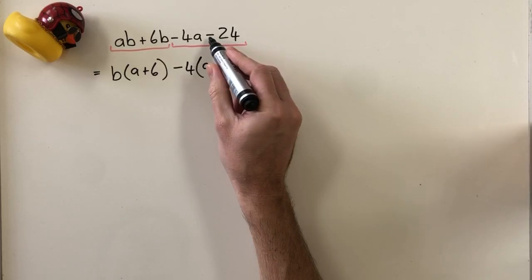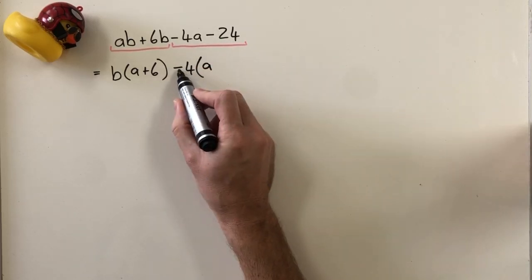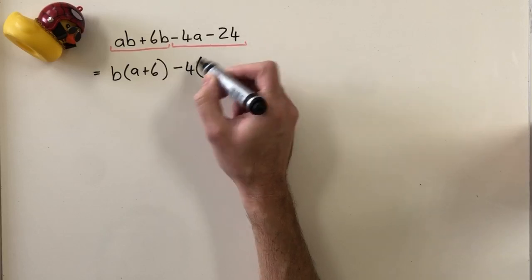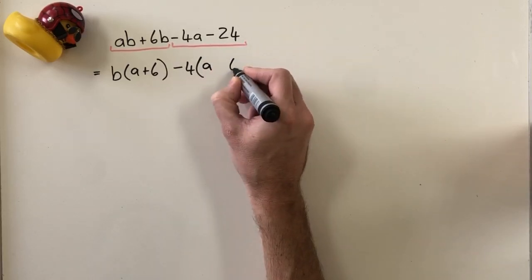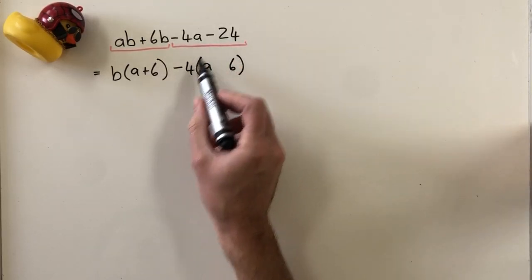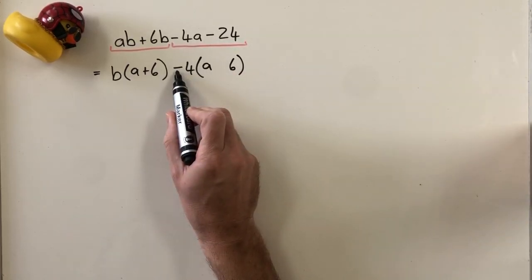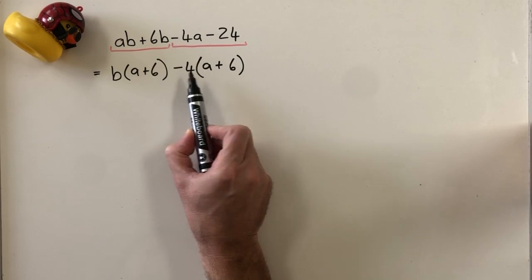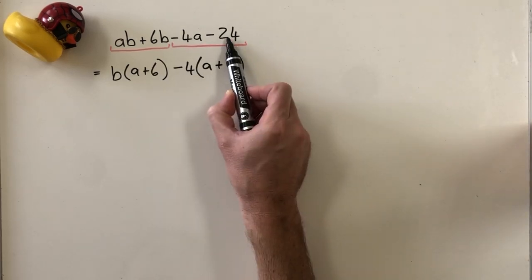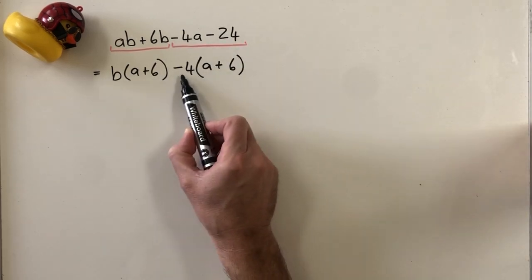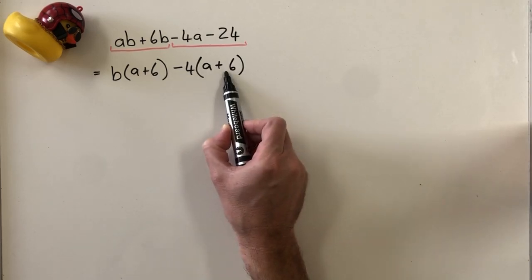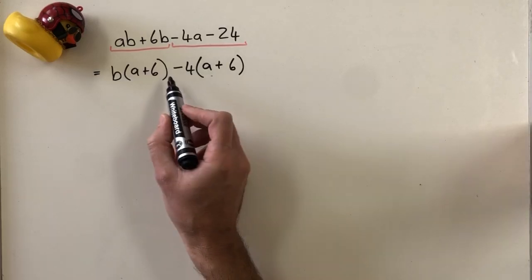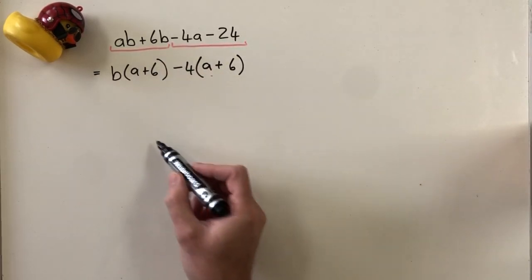And obviously I have to get to -24. So 4 times what will give me 24? That's 6. But I have to get to a -24, and this is already a negative. So this will have to be plus, because if I multiply the -4 and the +6, I get -24. I said that right? -4 times +6 is -24. And this would be that. So I factorized this term and this term separately.